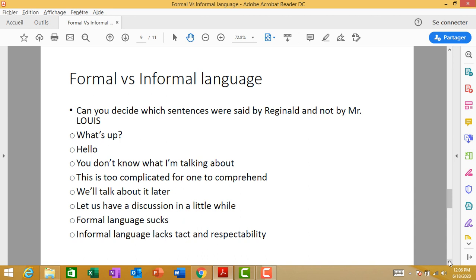Now I'm going to ask you to do this very easy little exercise. I'm going to ask you to decide which sentences were said by Reginald and which ones were said by Mr. B. What's up? Hello. You don't know what I'm talking about. This is too complicated for one to comprehend. We'll talk about it later. Let us have a discussion in a little while. Informal language sucks. Formal language sucks. Informal language lacks tact and respectability.